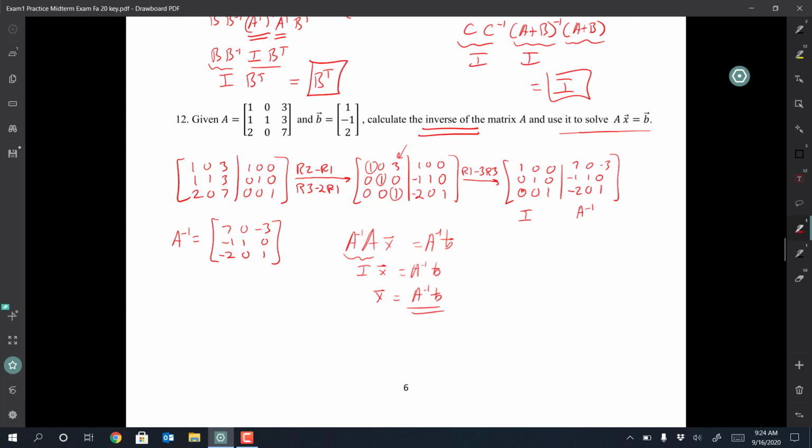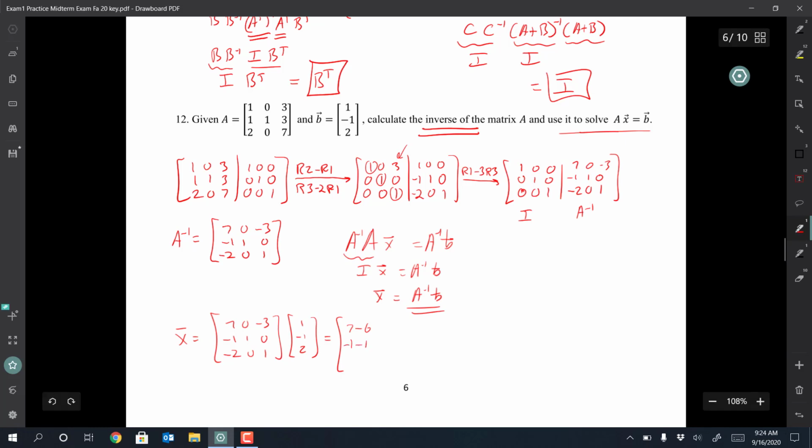So to find the solution, x, all I have to do is take my inverse and multiply it by b and see what the product is. So when I do this multiplication, I'm going to get 7 minus 6, which is 1. Then negative 1 minus 1, which is negative 2. And I'm going to get negative 2 plus 2. Looks like I will get the answer. That is 1, negative 2, and 0.